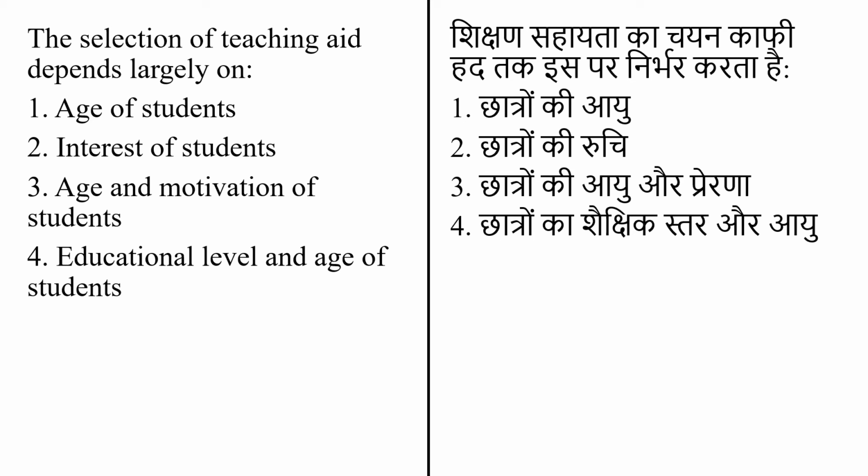The selection of teaching aid depends largely on what? So here they ask you about selecting a teaching aid, which depends largely on which of the given factors. The first option is age of the student, the second is interest of the student, the third is age and motivation of the student, and the last is educational level and age of the student. First, understand what a teaching aid is.